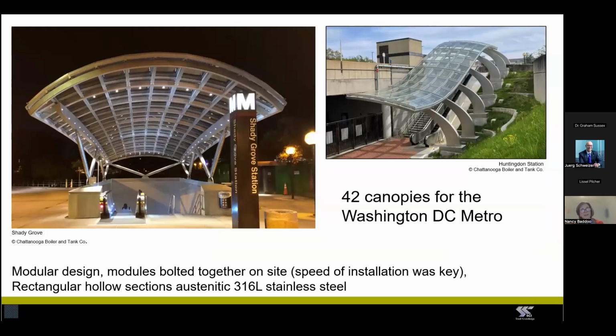And just a different type of entrance canopy. Again, in the States, there are 42 now of these canopies to the Washington, D.C. Metro. And I'm showing you this one because this is a modular design. So the structures are fabricated off-site and the modules are bolted together on-site. So it's an austenitic stainless steel. But it's the speed of installation which was really so important for this structure. And it's clearly been a successful concept because it's been used 42 times.